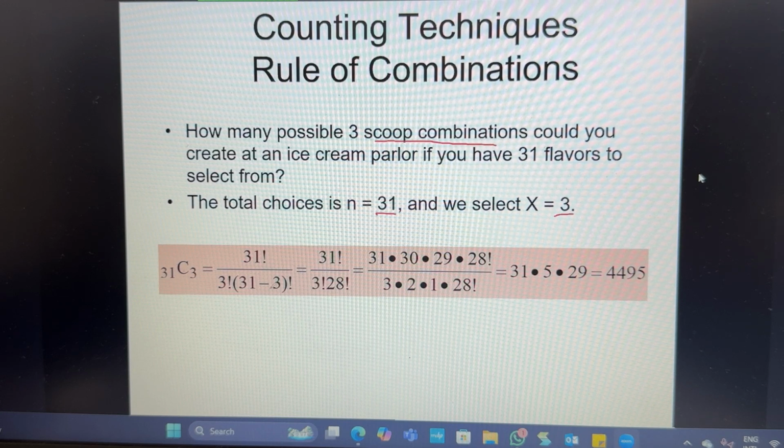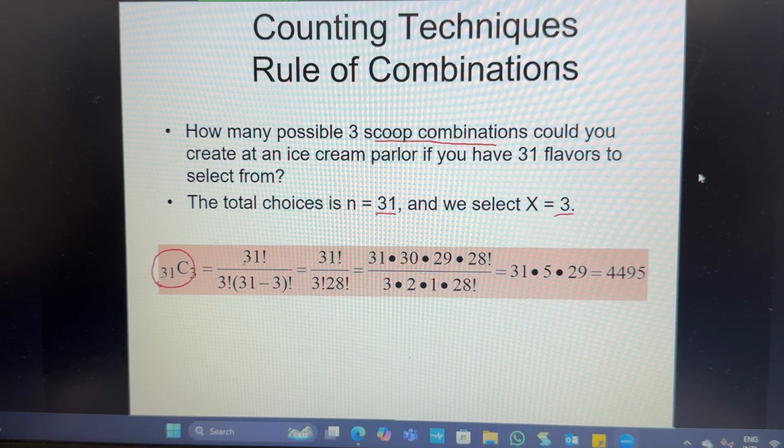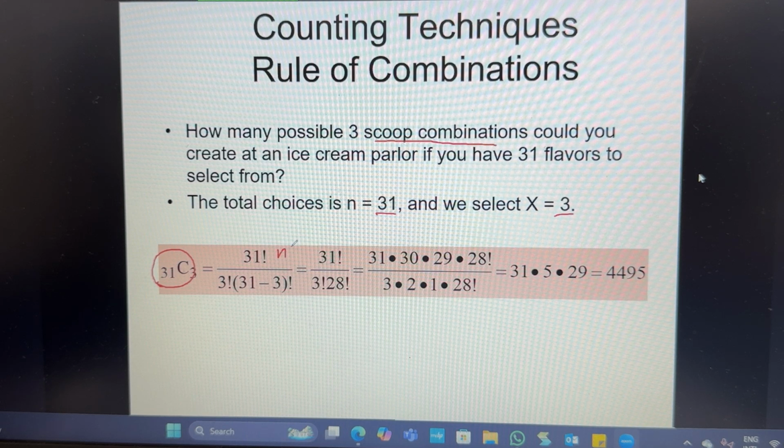So these combinations, 31 choose 3, that is equal to n factorial, 31 factorial, then divide by x factorial, x is 3, then n minus x factorial. So when you summarize this, you get 4,495.